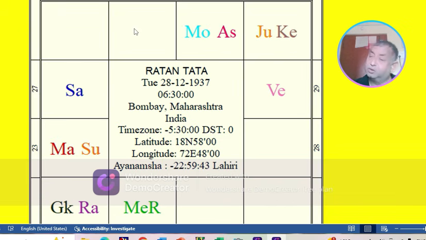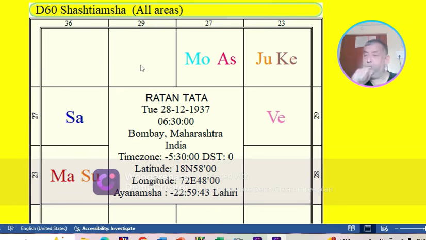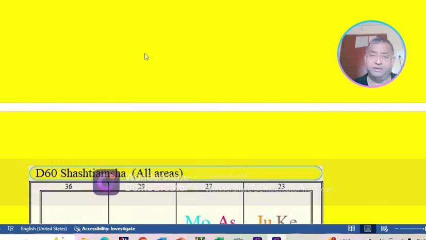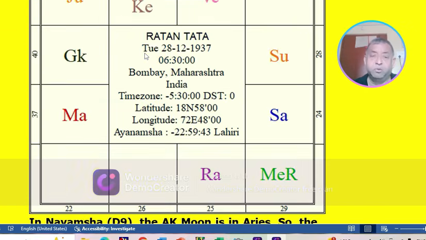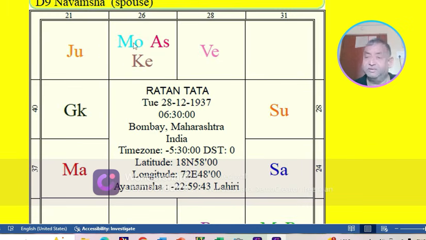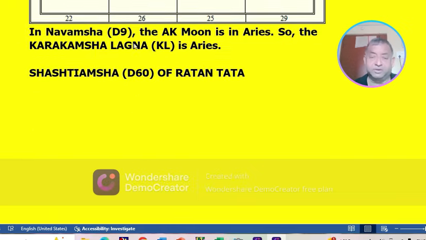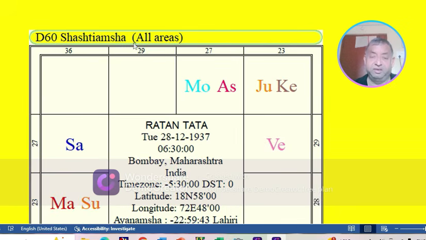Karakamsha Lagna, we have to find that it is Aries. Karakamsha Lagna is Aries, since Moon is in Aries in Navamsha. So Karakamsha Lagna in D60 is Aries.